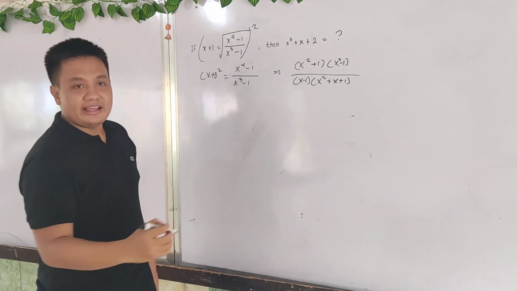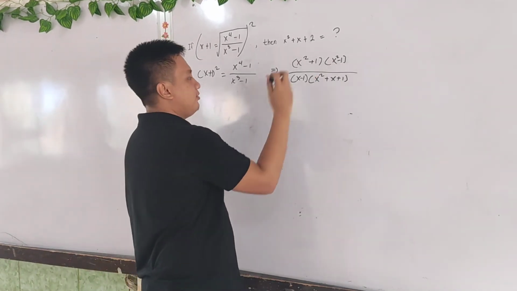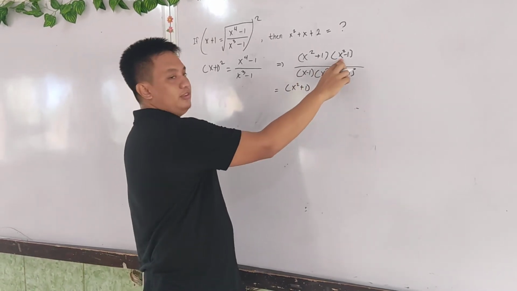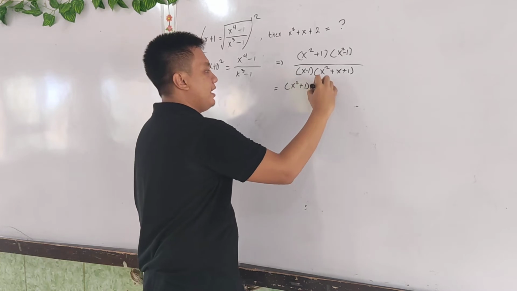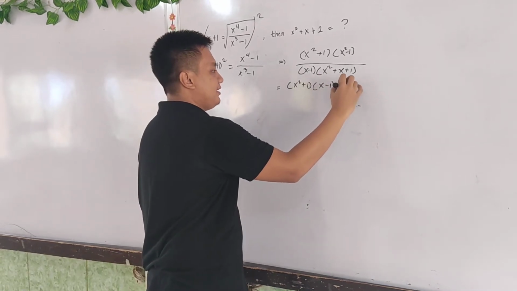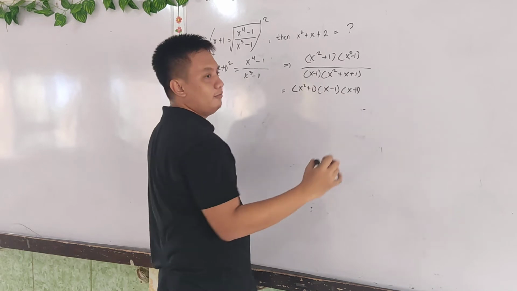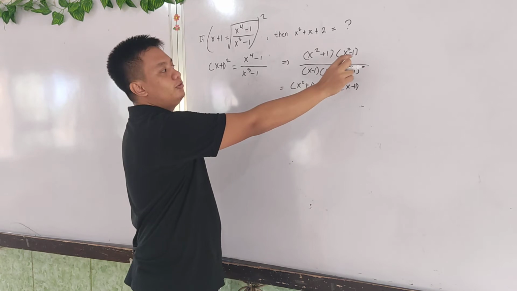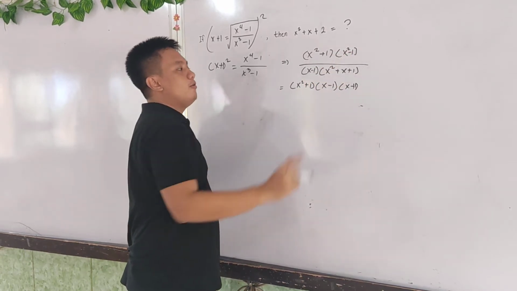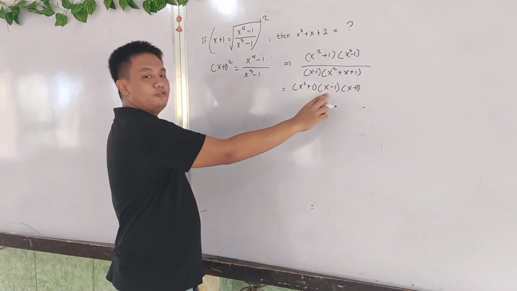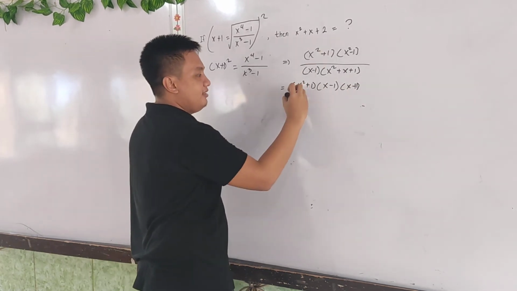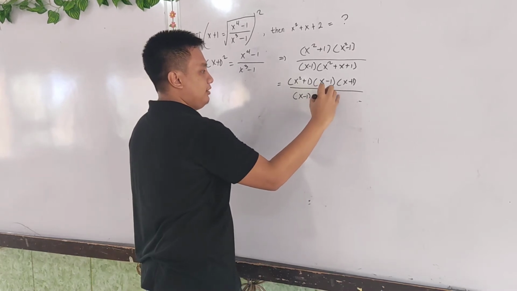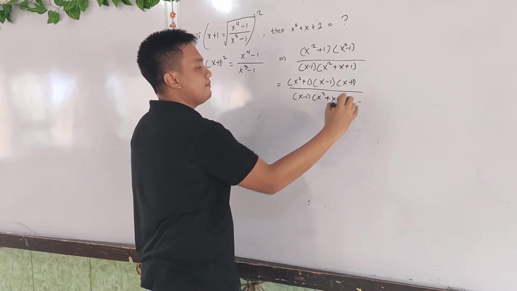The other thing we can manipulate is x squared minus 1. This will now become x minus 1 times x plus 1, because this is the difference between two perfect squares, x squared and 1. So we have x squared plus 1 times x minus 1 times x plus 1, and just copy the denominator, x minus 1 times x squared plus x plus 1.